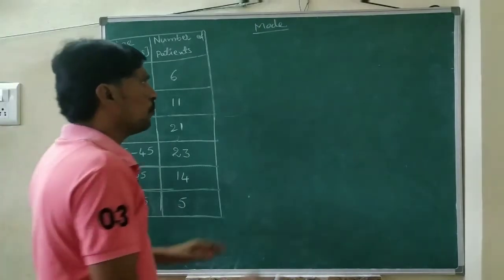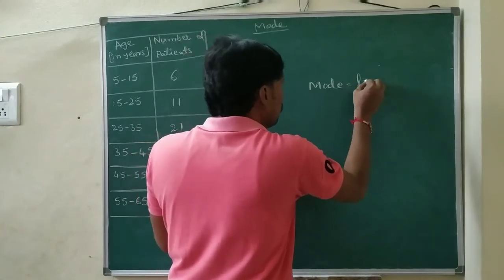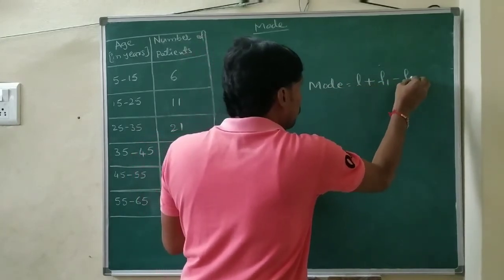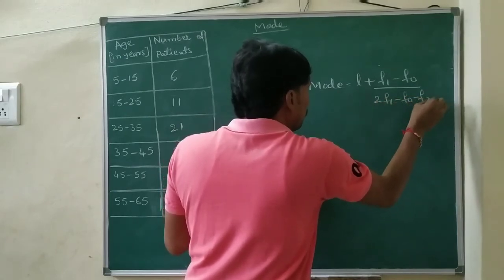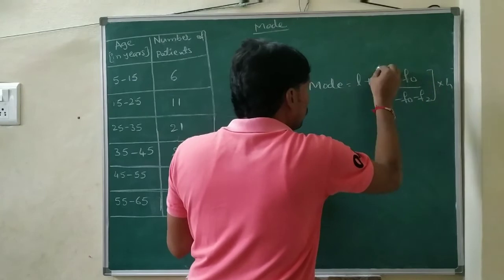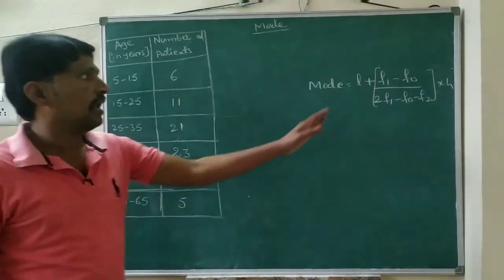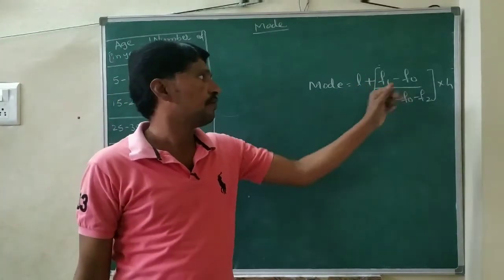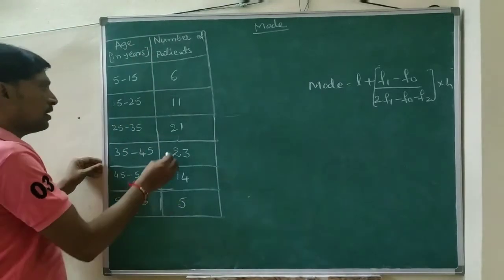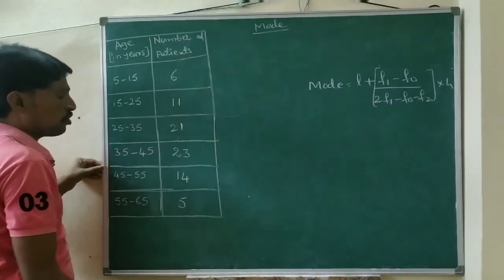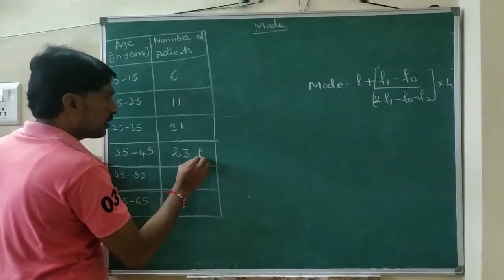So the mode formula we have to write first. Mode equals L plus (F1 minus F0) by (2F1 minus F0 minus F2) into H. This is the formula. Now from the table we need to find the L value, F1 value, F0 value, F2 value and H value. Now observe the frequencies: the highest frequency, that is 23, we are taking as F1.